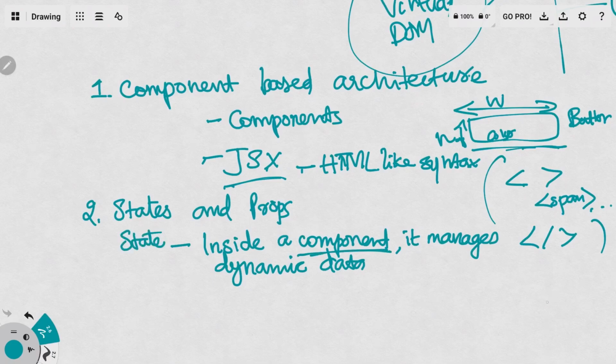So let's say in our project, there is a to-do form, right? Inside this form, whatever changes are happening, we can manage it dynamically using state. Different states we can give for different components of that particular form. That is a state. Next one is props.